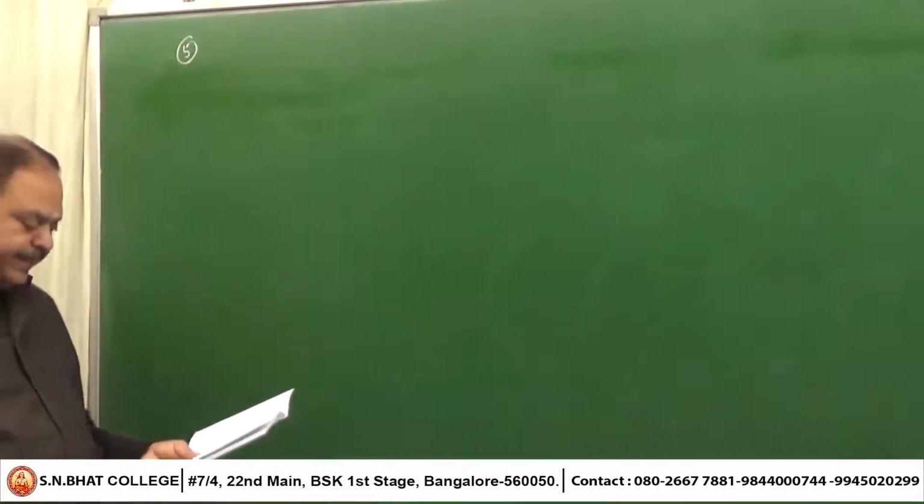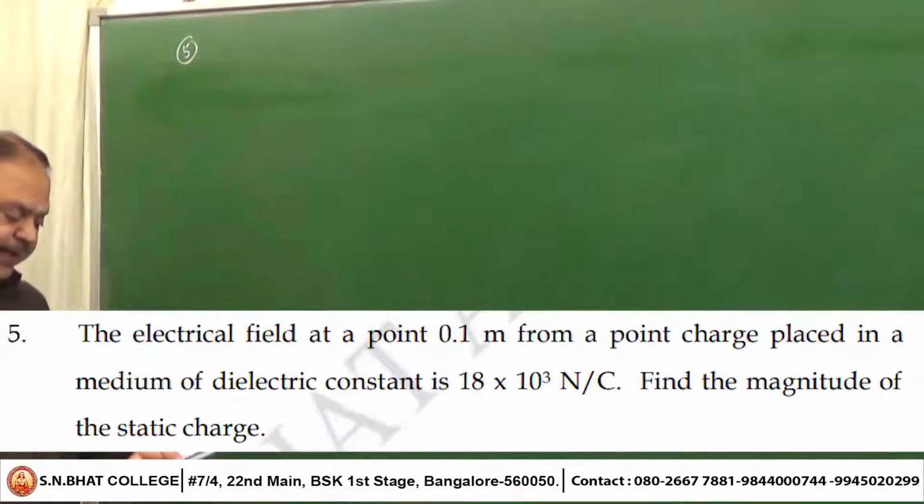Study the question carefully. The electric field at a point 0.1 meter from a point charge placed in a medium of dielectric constant 9 is 18 into 10 to the power of 3 Newton per Coulomb. Find the magnitude of the static charge. You study the problem once again. Find the magnitude of the charge.